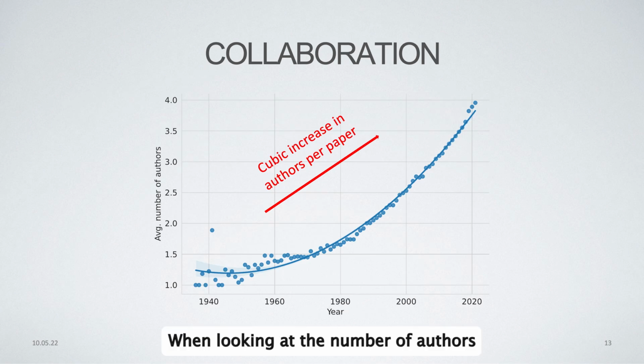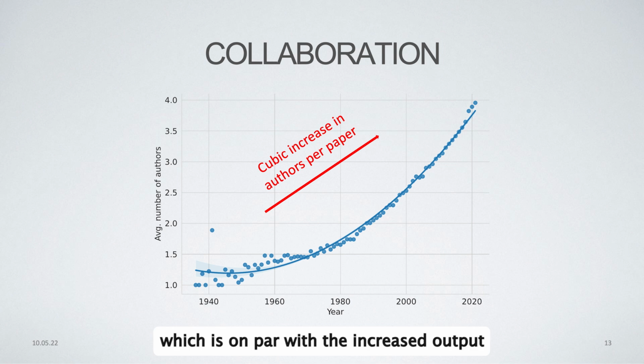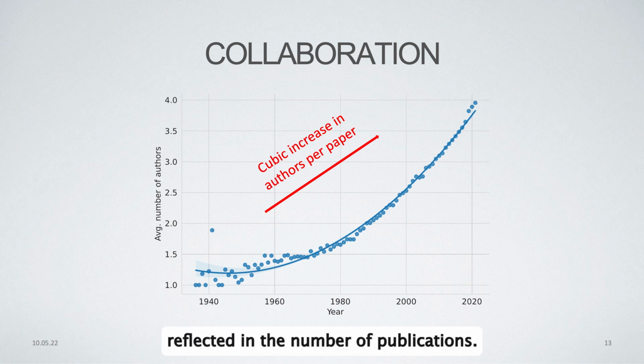When looking at the number of authors per paper, we can observe another interesting trend. The number of authors per paper increases with a cubic approximation again. So while before 1960 it was usual to have only 1 or 2 authors per research paper, today in 2021 we have on average 4 authors per paper. So we interpret this as an increase in collaboration and research group size, which is on par with the increased output reflected in the number of publications.